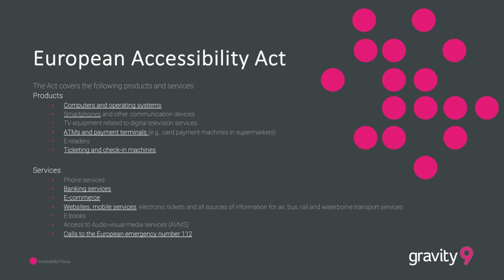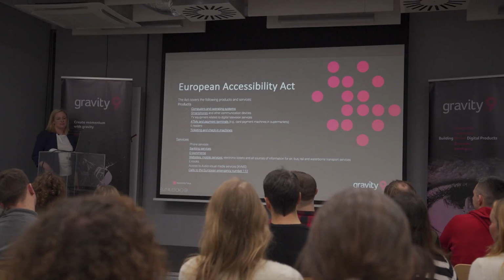This is a list of the products and services that are listed in the European Accessibility Act. Notice that products like computers and operating systems, smartphones, ATMs, payment terminals, ticketing and check-in machines are listed here. Also services like all banking services, e-commerce, which is huge, websites, and even calls to the European emergency number have to be accessible.